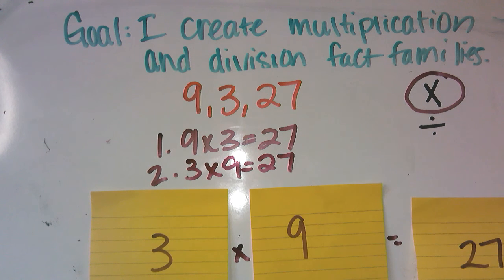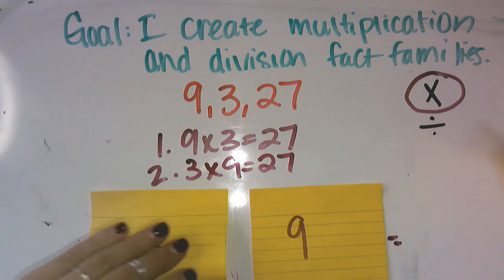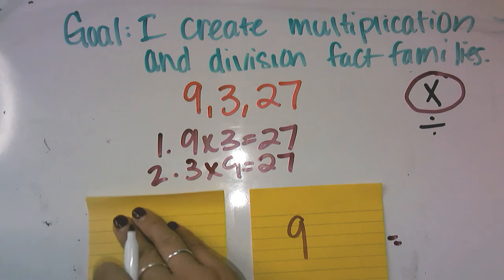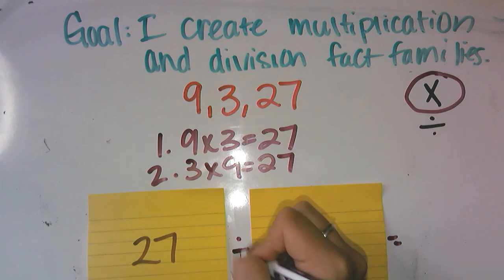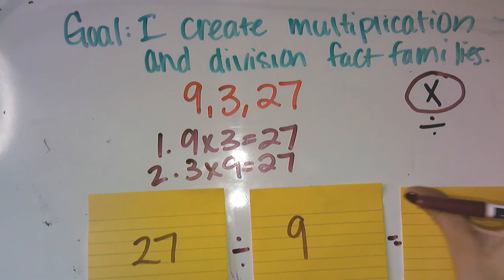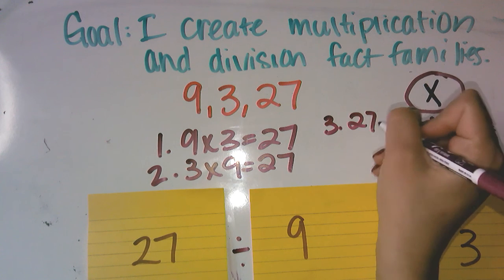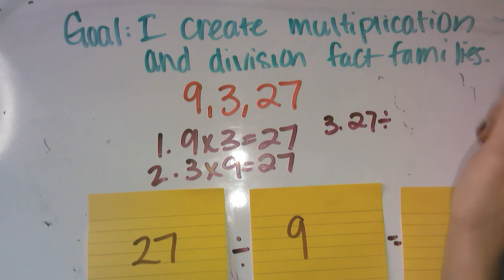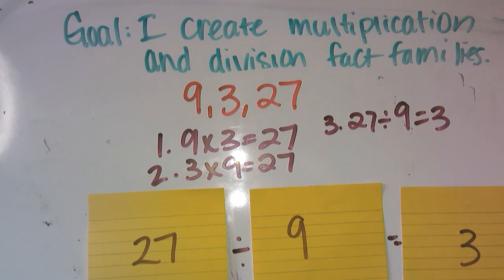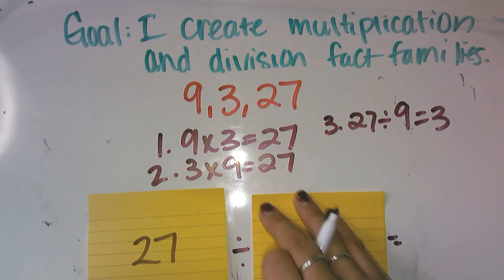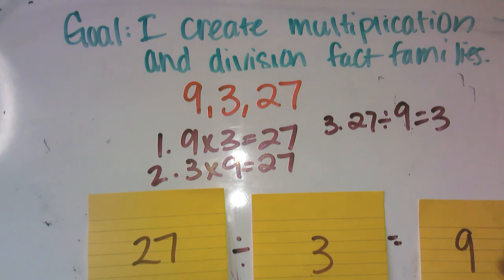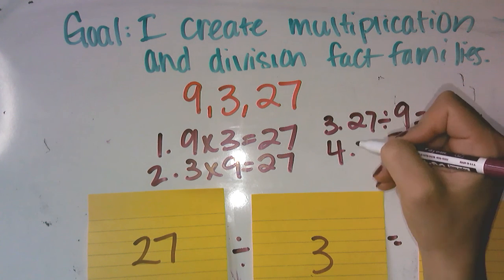Now, if I'm thinking about what I remember from before, to divide, I need my biggest number to start. So I'm going to flip this. 27 divided by 9 equals 3. So I could write that down. And then, because my largest number needs to be the one starting the division, I can flip-flop these. 27 divided by 3 equals 9.